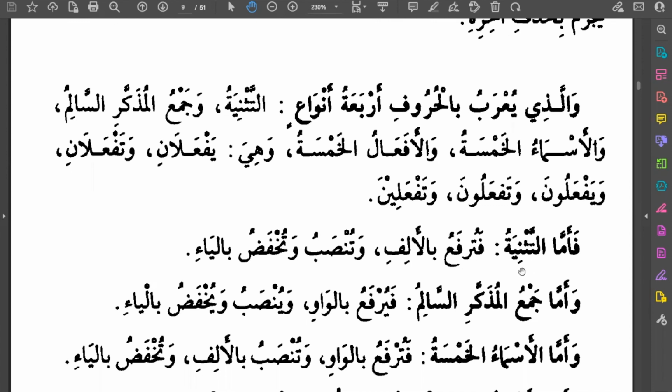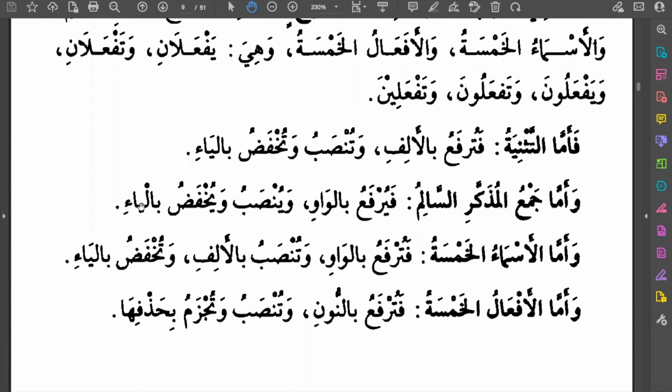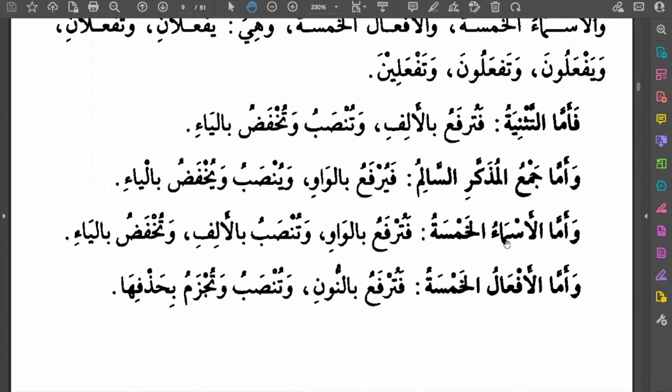فأما التثنية, so as for the dual noun, ترفع بالألف كتابان وتنصب وتخفض بالياء, and the sign for being منصوب or مخفوض is the ياء كتابين. وأما جمع المذكر السالم, as for the sound masculine plural, فيرفع بالواو وينصب ويخفض بالياء, that's quite clear. ومن الأسماء الخمسة, as for the five nouns, so أبوك, أخوك, حموك, فوك, and ذو مال. ترفع بالواو, the sign of being مرفوع is the واو, وتنصب بالألف, and the sign of being منصوب is the alif. So I'll say, for example, أبوك, but I'll say إن أباك, وتخفض بالياء, and likewise it's مخفوض with the ya, so في أبيك.